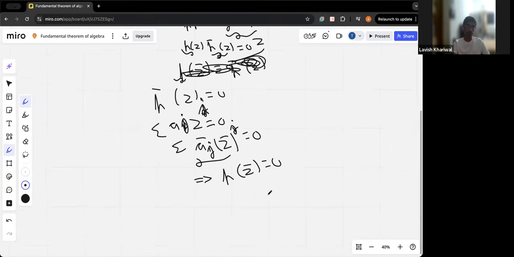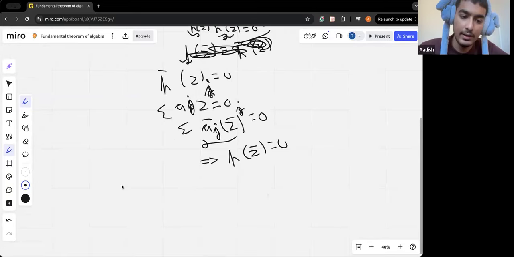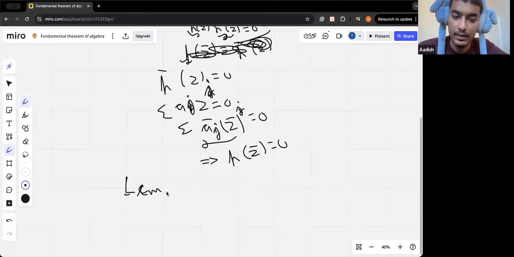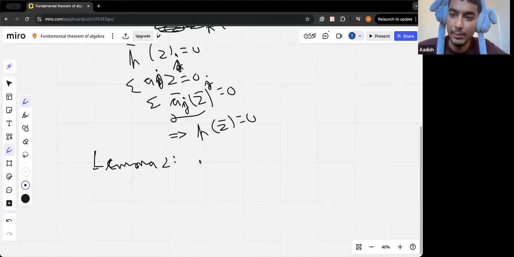Yeah. Okay. So that's lemma 1. Lemma 2, I will not prove, I'll just state. Every real polynomial of an odd degree has a complex root.